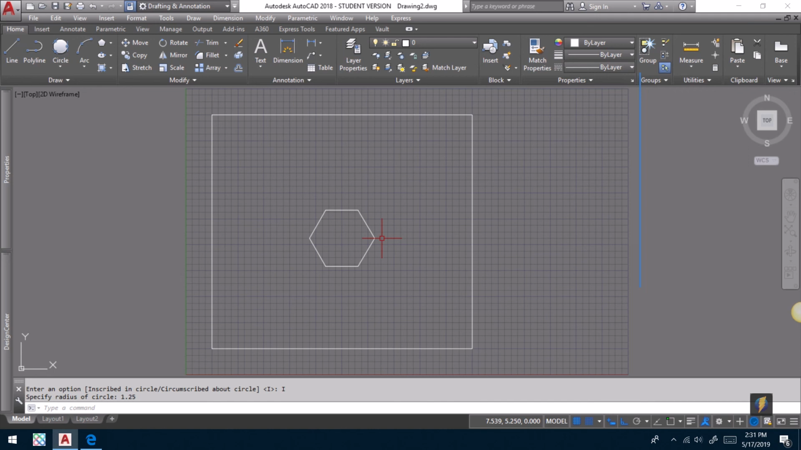So you would use that if you were drawing hex heads. A lot of shapes are cut in octagonal or hexagonal shapes. Of course, you can do a triangular shape. But that's how we're going to work with the polygon.